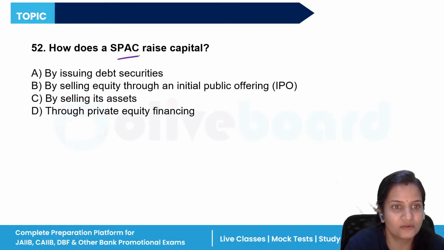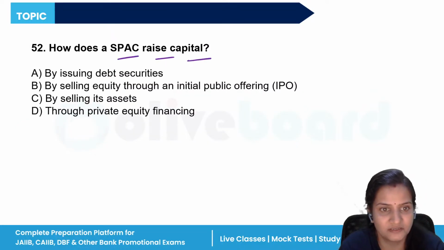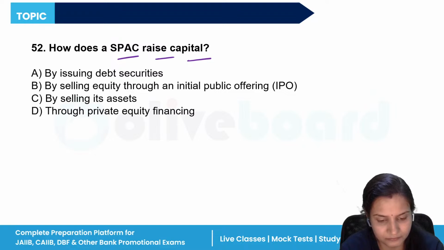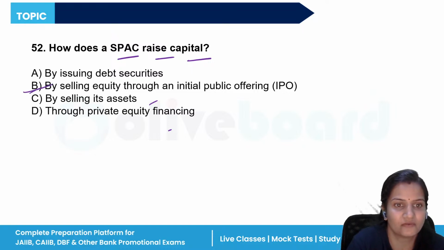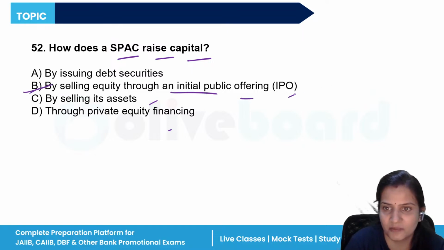Now, how does SPAC raise capital? Very easy. It is by selling equity through an IPO, initial public offer.